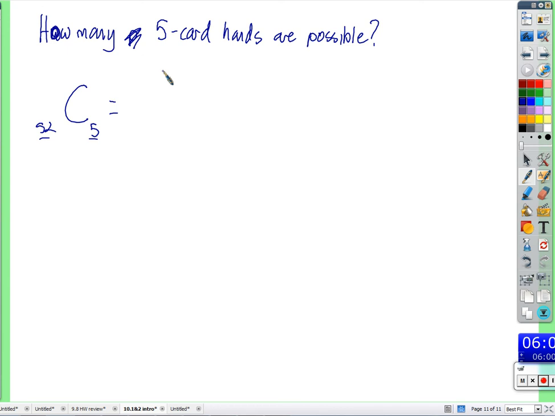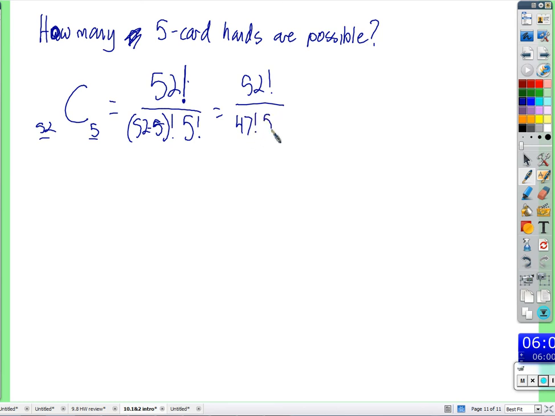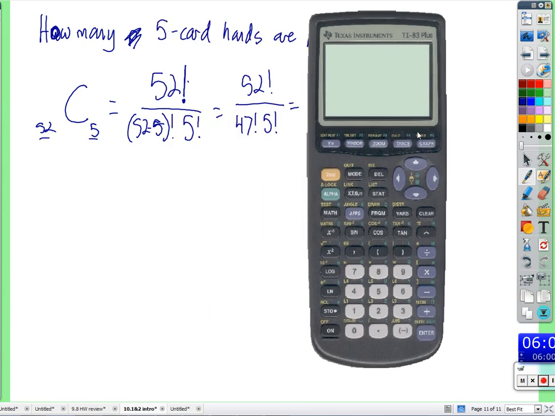How would we calculate that? What would we type into the calculator? 52 factorial over 52 minus 5 factorial times 5 factorial. What's 52 minus 5? 47 factorial times 5 factorial. If you use your calculator to do this, which I recommend, just make sure you put parentheses around the denominator. 52 factorial divided by parentheses 47 factorial times 5 factorial.